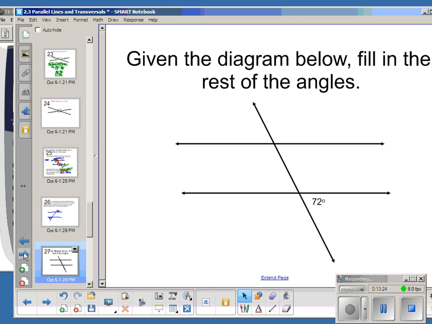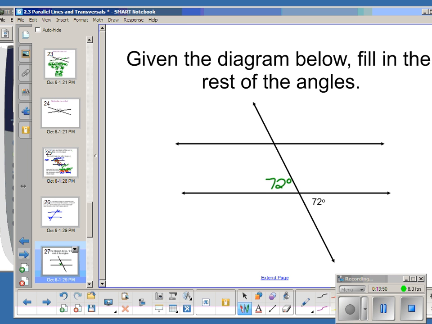So when you're given a diagram and you're asked to fill it in, you should really only come up with two values because they're all going to be very similar. I want you to pause the video and see if you can fill in the remaining angles in this picture. All right, so you can do this in many ways. I like to start with my vertical angles because they're the easiest to recognize. So this is going to be 72 degrees because they're vertical.